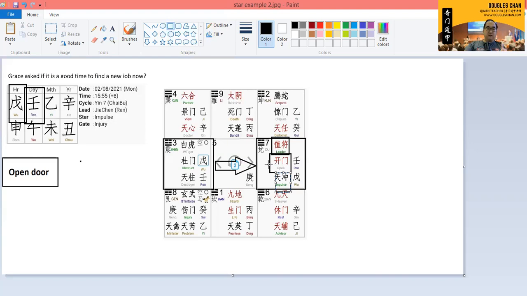Box 7 is 60-70% of the energy. Box 3 itself is 20-30% of the energy. The other thing is the open door with the symbols of leader and impulse. So overall, still not too bad.